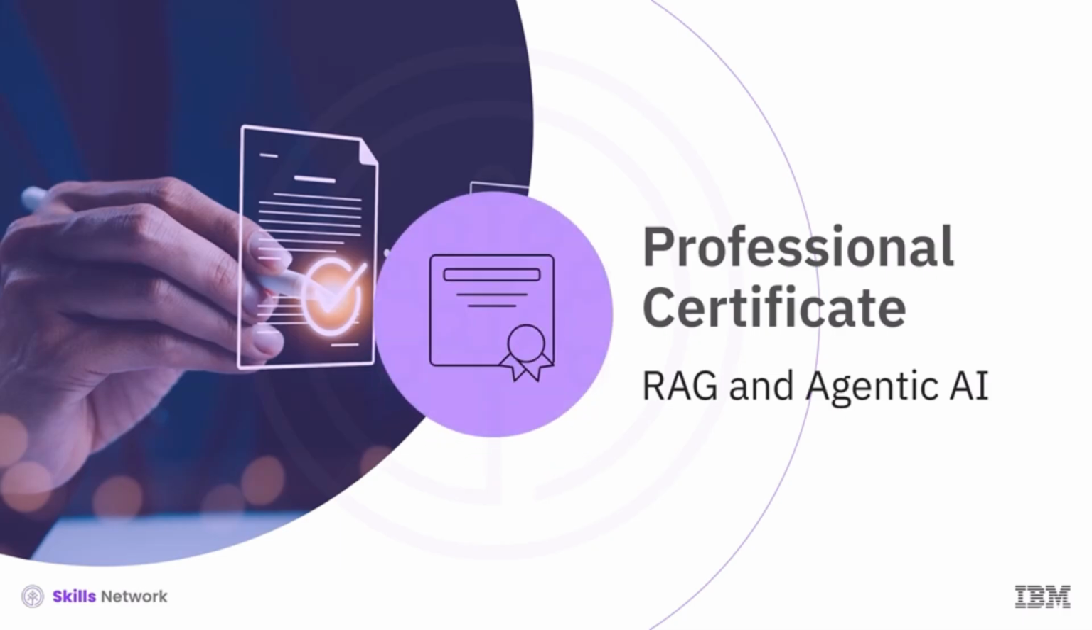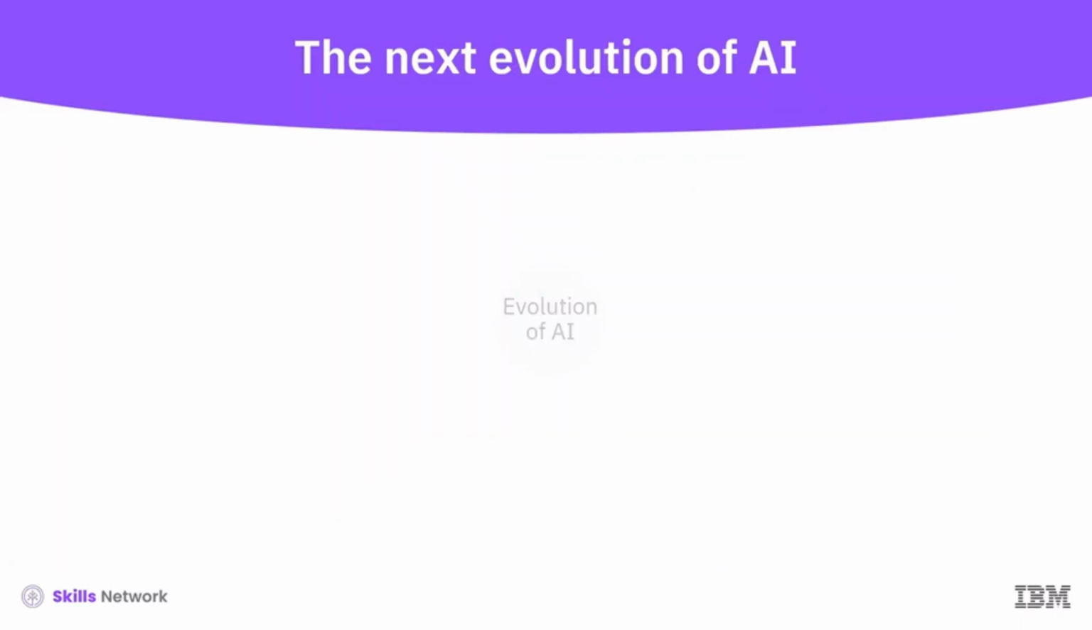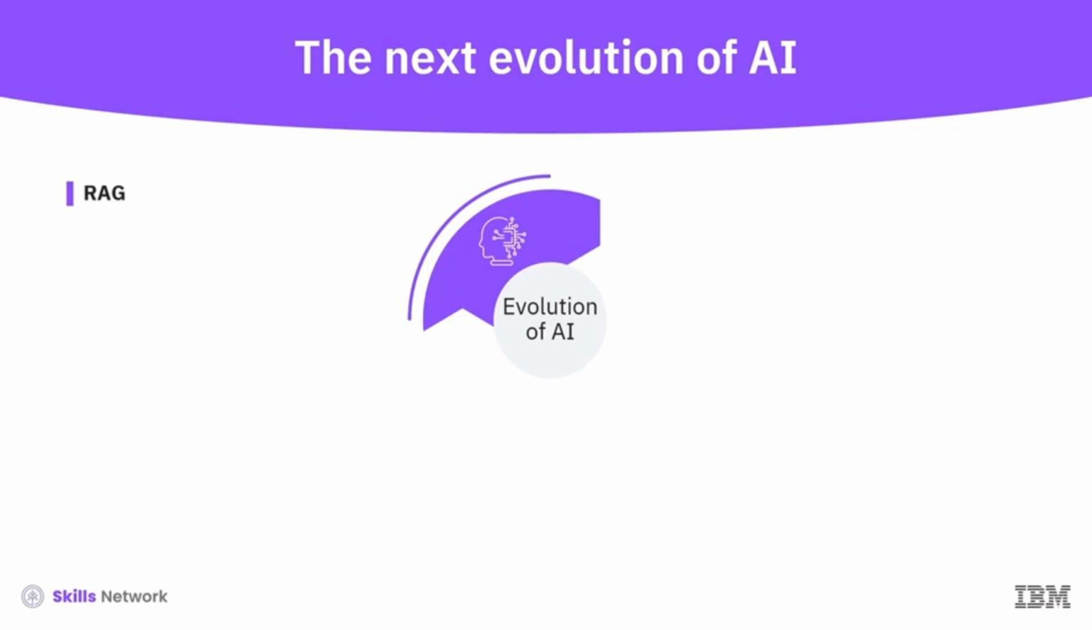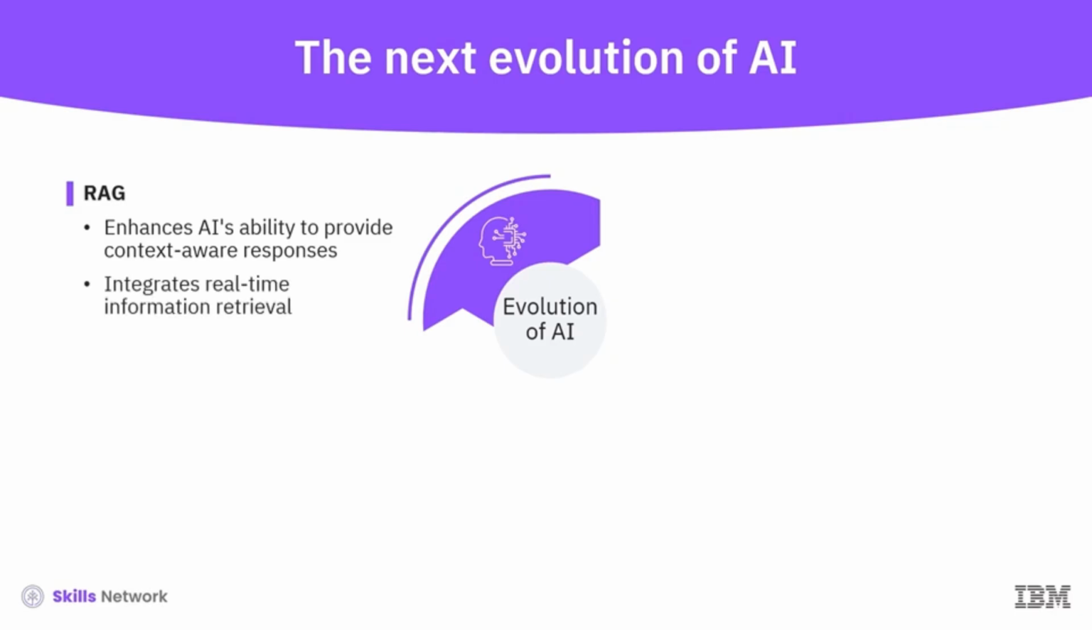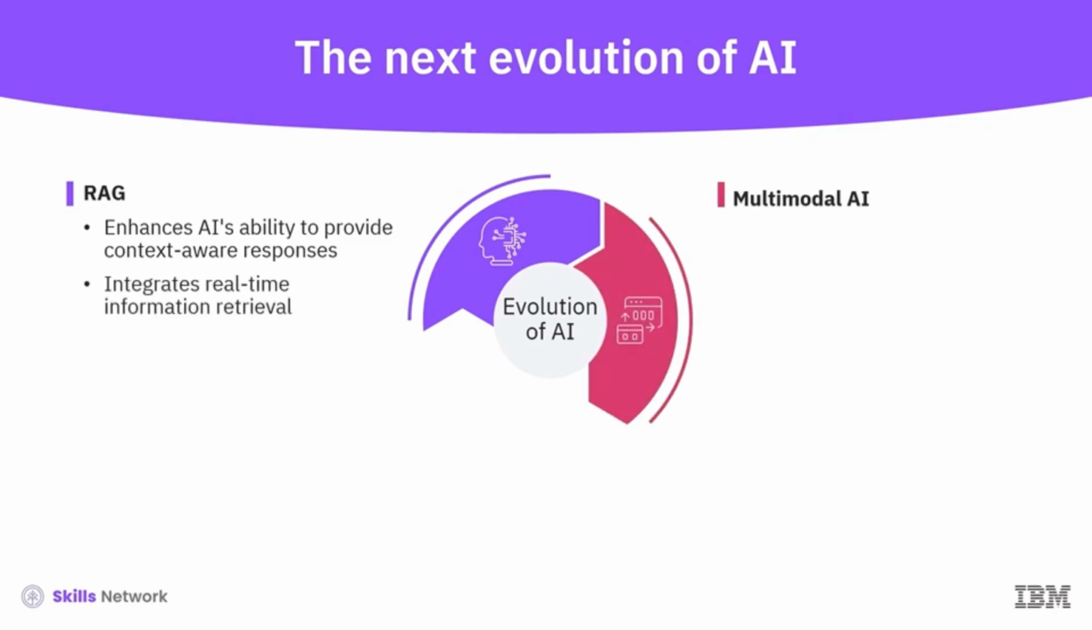Welcome to this overview of the Professional Certificate in RAG and Agentic AI. AI is evolving beyond traditional models, enabling smarter applications. Retrieval-Augmented Generation, or RAG, enhances AI's ability to provide accurate, context-aware responses by integrating real-time information retrieval. Multimodal AI is another advancement that allows systems to process and integrate various types of data, text, images, audio, and video, enabling more dynamic and interactive user experiences.